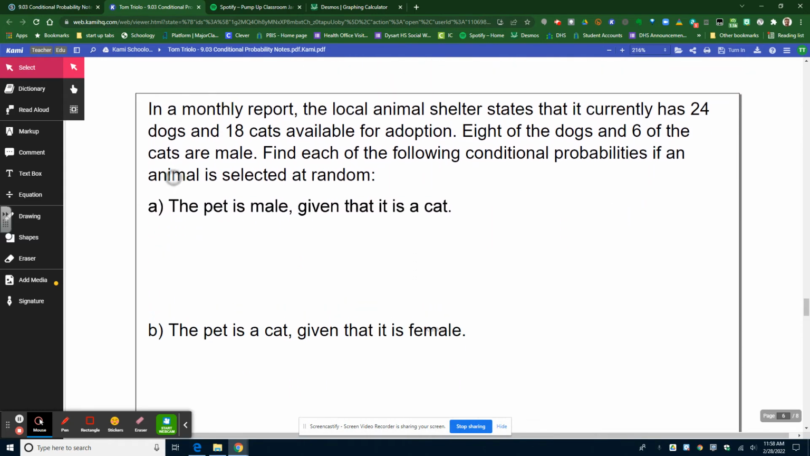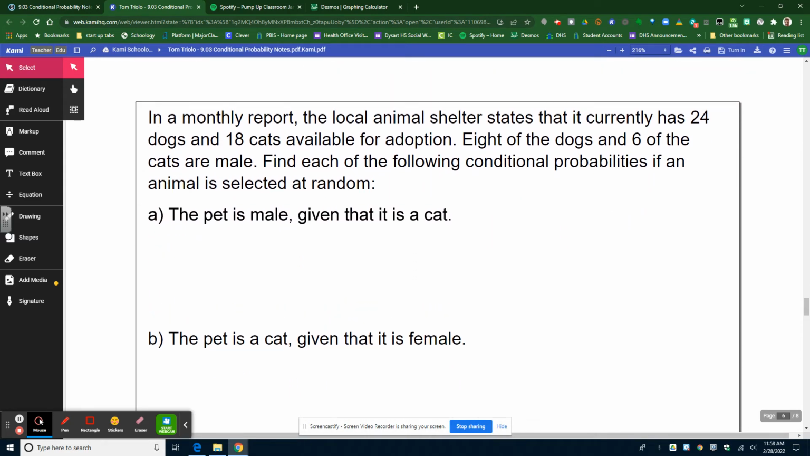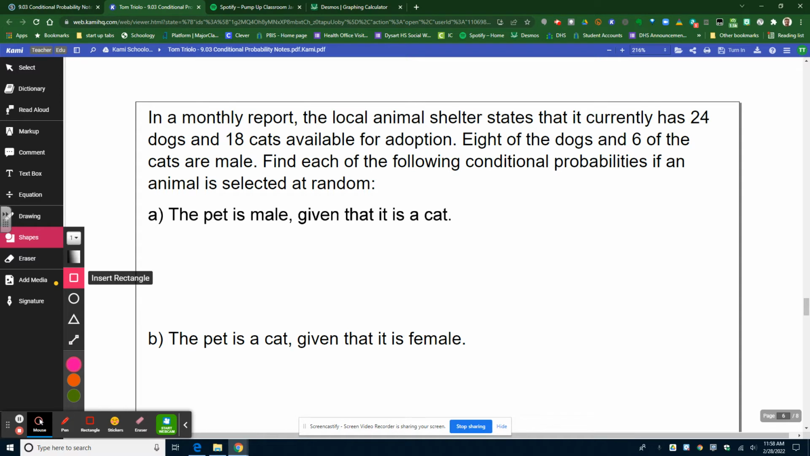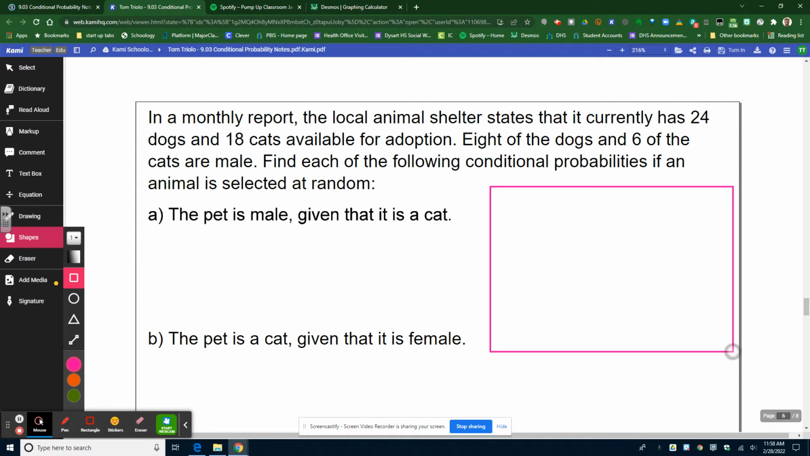What's missing? The table. So we will make one. Go to the shapes tool. Go to the rectangle tool and make a big old rectangle. Okay. We have two different conditions, so we're going to need to make two lines. So make the line tool, hold the shift key down. We're going to make a couple of horizontal lines. It's okay if they're not equally spaced apart. And a couple of vertical lines.